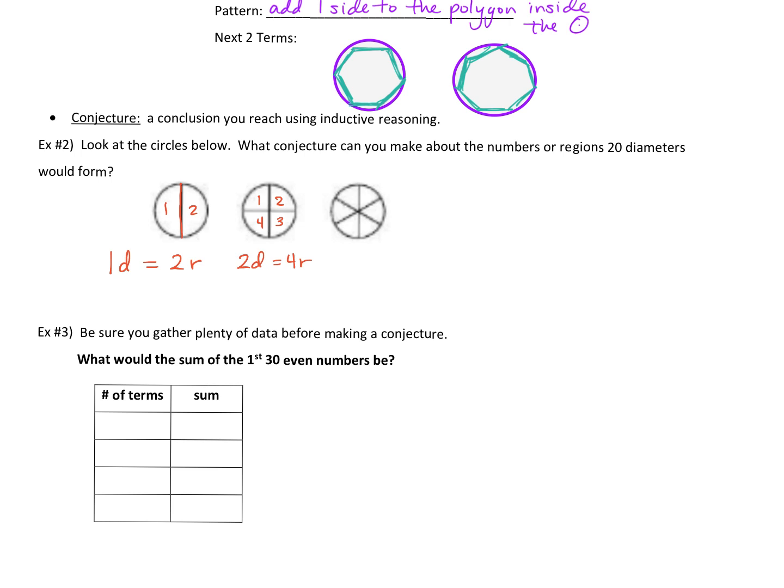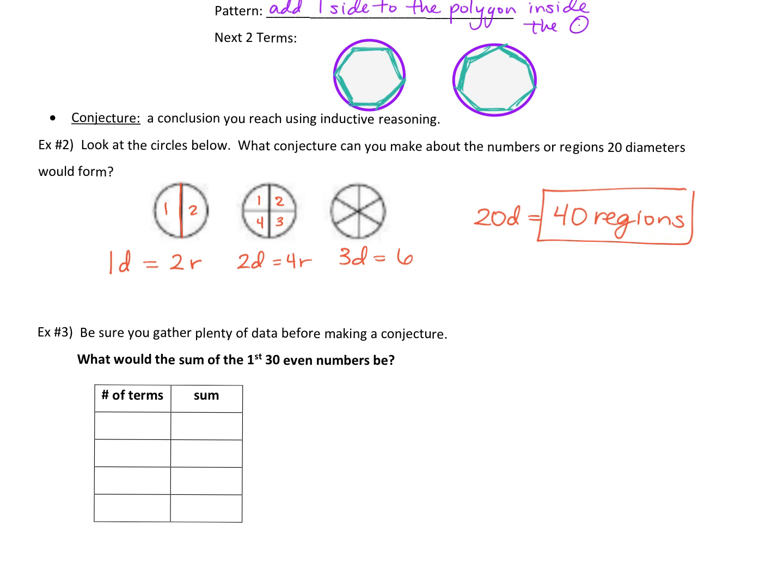How many diameters in the third one? 3 diameters. And how many regions did you get? 6. Okay, so knowing that, let's make a conjecture. What do you think would happen if I drew 20 diameters in a circle? How many regions would you get, Maddie? 40. What'd you do? I would just multiply it by 2. You just double. So our conjecture is 20 diameters would get us 40 regions. We're just doubling the process there.